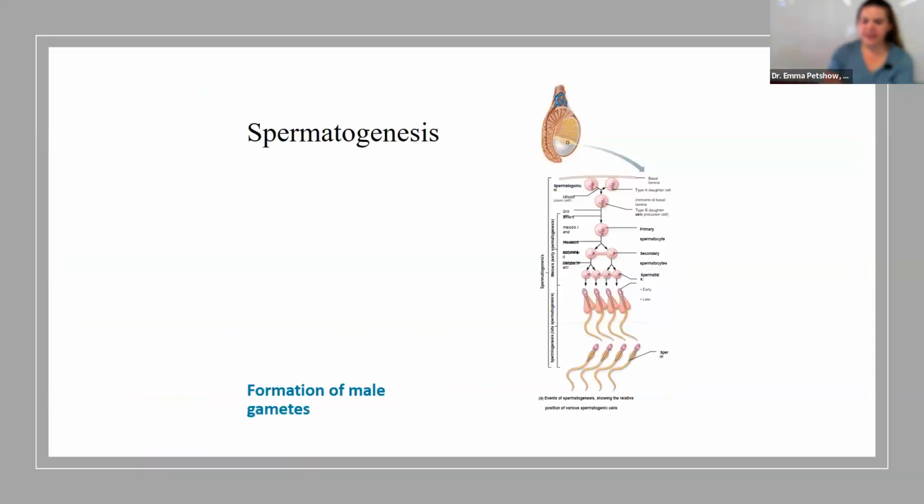And we can see that represented here. So this is our mitosis phase. That's where we're essentially undergoing normal cell replication. We have meiosis 1 and 2. We have our spermatids here, and then they're going to mature later on into mature sperm.